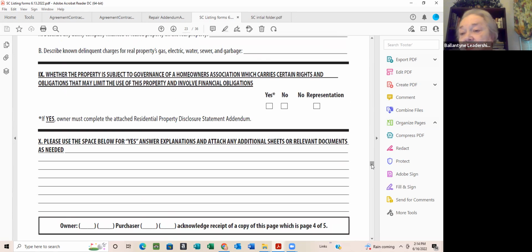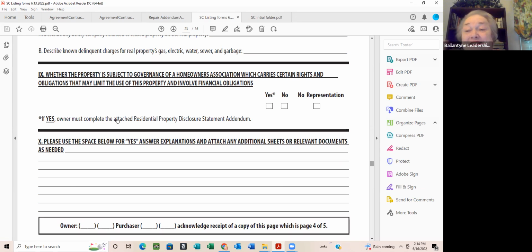If this house is in an area that's governed by the HOA, that's the question right here. All right, is it? If it's not, then obviously you're going to check here, and you see that little asterisk. If it is governed by that, they have to attach the form.